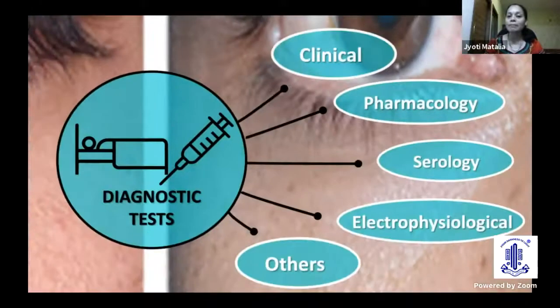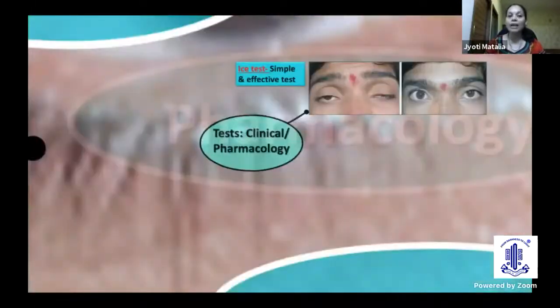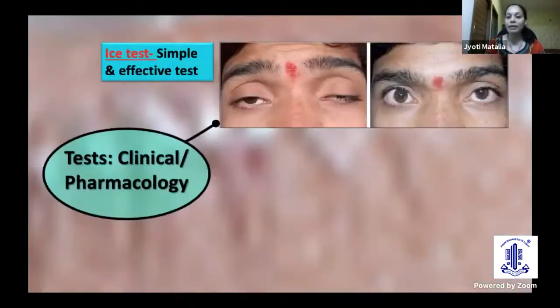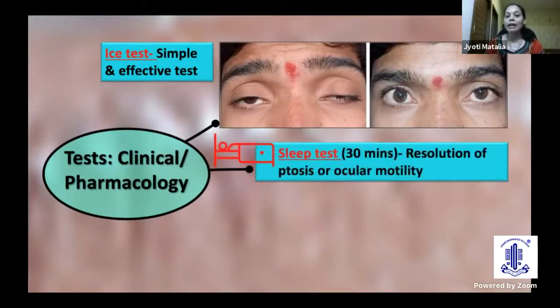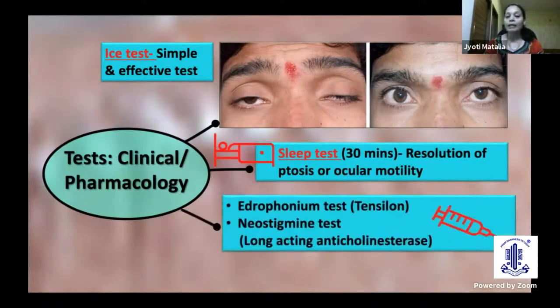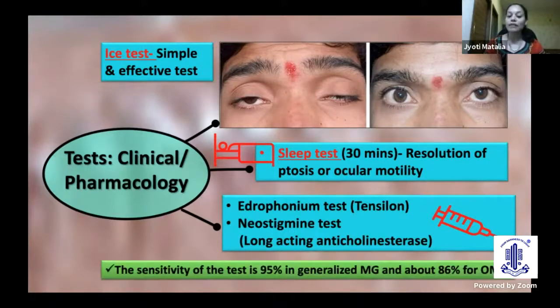After that come the other important tests in the clinic. One is the ice test, simple and very effective. After applying ice for about 2 to 5 minutes, you will see an improvement in the ptosis. The sleep test, or the rest test, which allows resolution of the ptosis or ocular motility after 30 minutes. Then the short-acting and long-acting anticholinesterase treatment, which you give to see the sudden improvement in the ptosis. This has a sensitivity of 95% in generalized MG, but only 86% in ocular myasthenia.